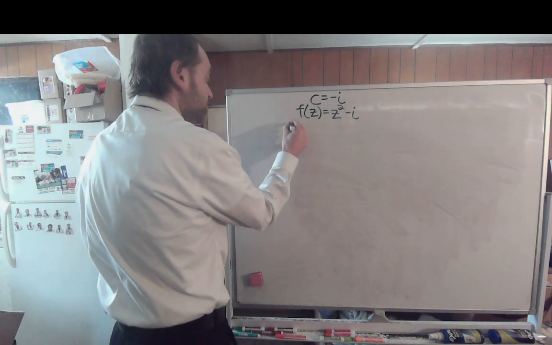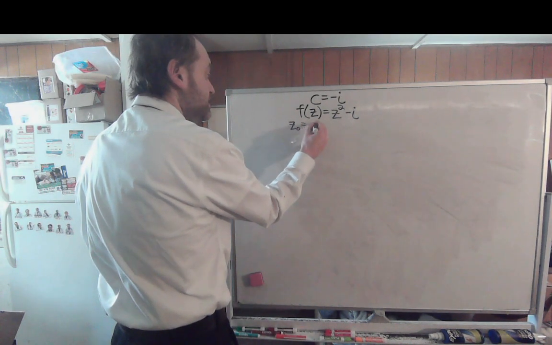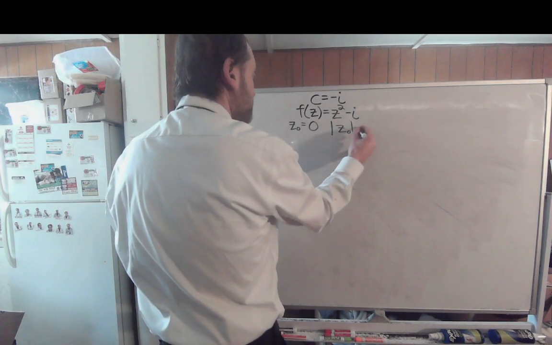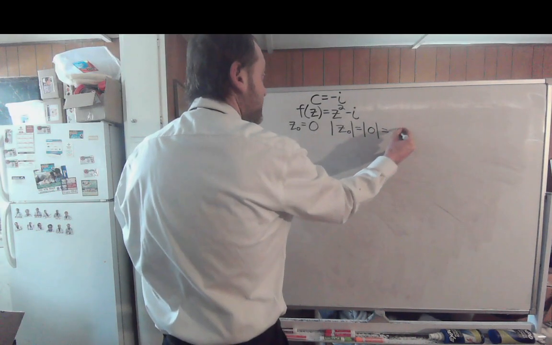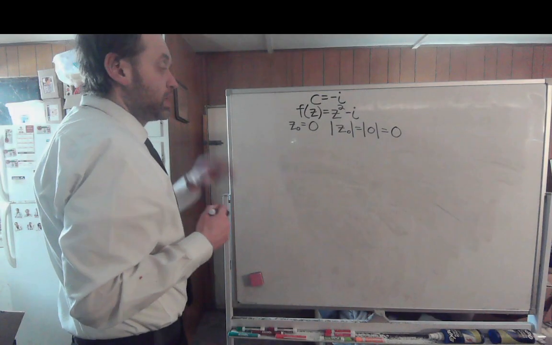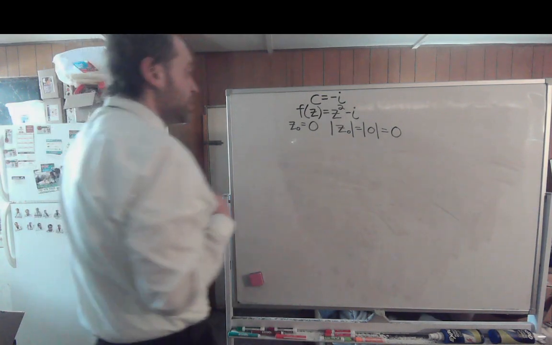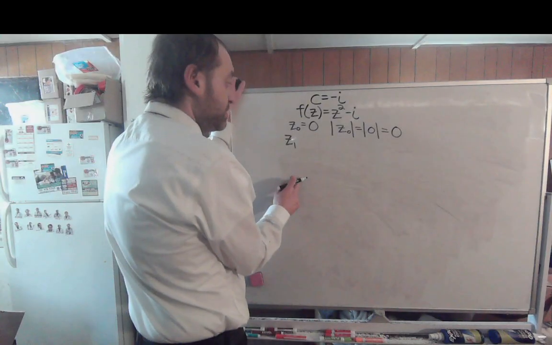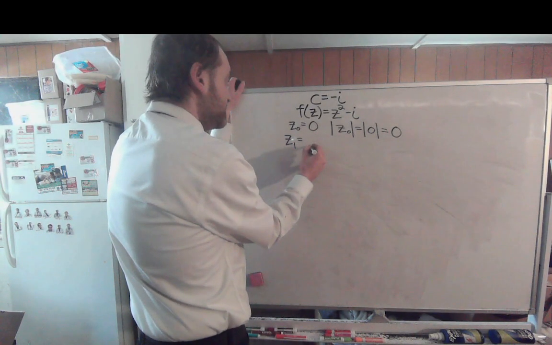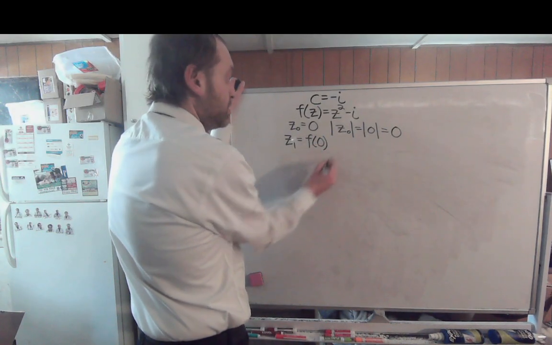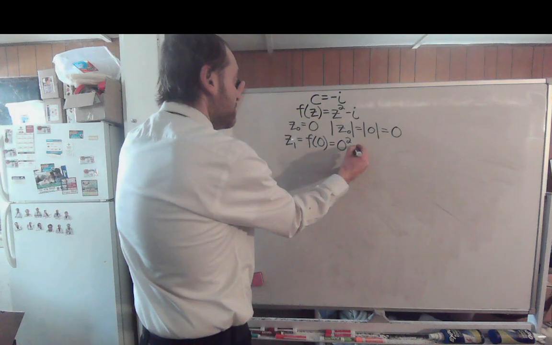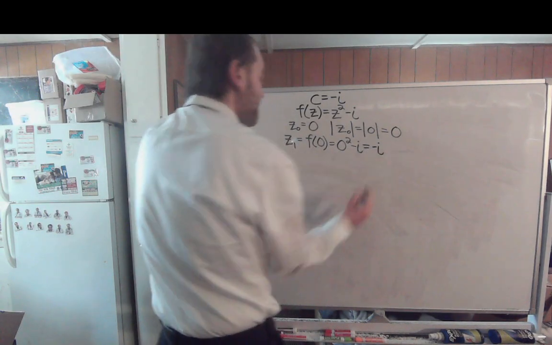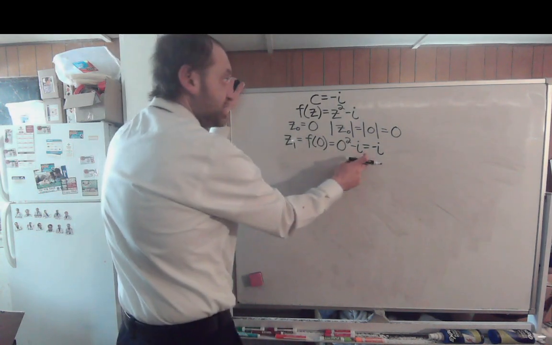So your z sub 0 is always 0 by default. The absolute value of z sub 0 would be the absolute value of 0, simply giving you 0. Alright, now to find z sub 1, what you're going to do is put in your f of z sub 0, which would simply be f of 0, which would be equal to 0 squared minus i, which would simply give you -i. Z sub 1 is -i.